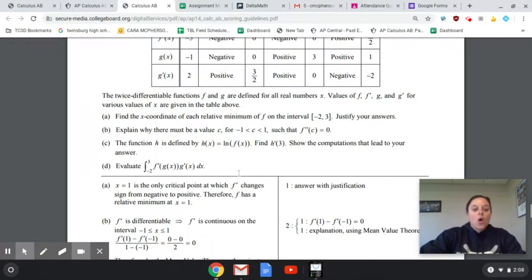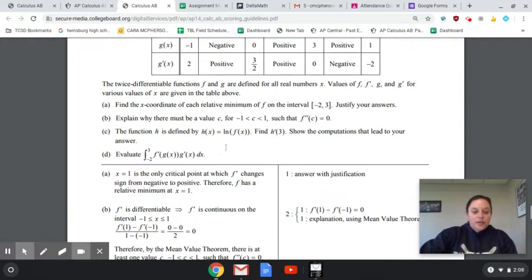Part C wanted to know, they have this h function, which is defined as the natural log of another function, so kind of a generic piece here, and it wanted h prime of 3 and then to show your work for how you get it. So this is a generic derivative, or kind of a semi-generic derivative. You're deriving a natural log.